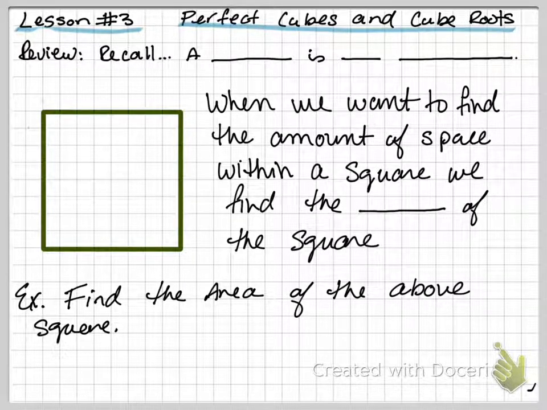All right, welcome to lesson 3. In this class, we're going to look at how to calculate a perfect cube and find the cube root. So to start with, we have to think about our previous lessons.